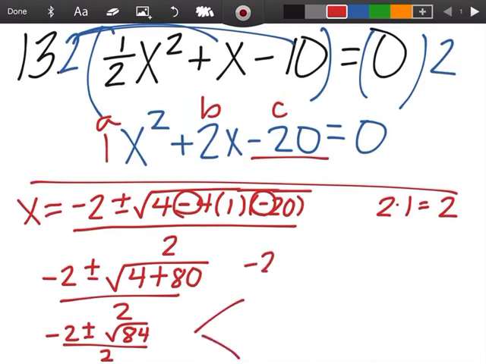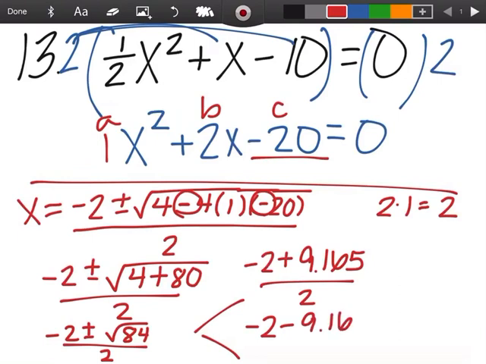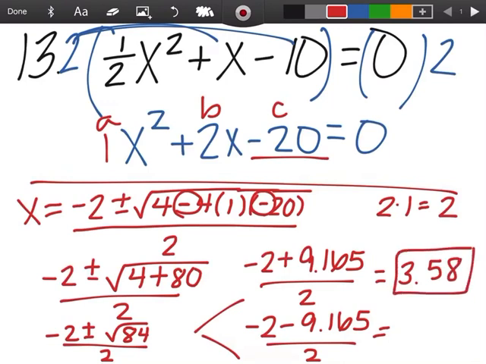So here's what I'm going to do. I'm going to set up 2 separate equations. I've got negative 2 plus this 9.165 divided by 2, and I've got negative 2 minus 9.165 divided by 2. So negative 2 plus that is 7.165 divided by 2 is 3.58. And then negative 2 minus 9.165 divided by 2 ends up being negative 5.58.